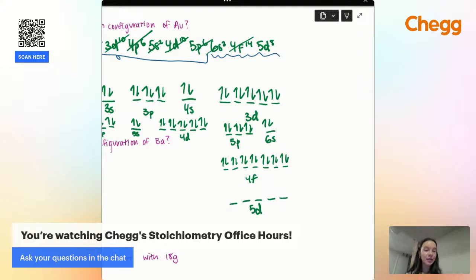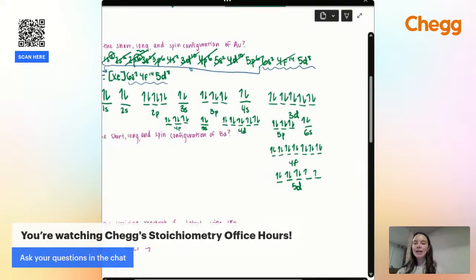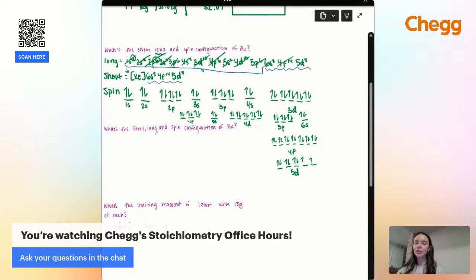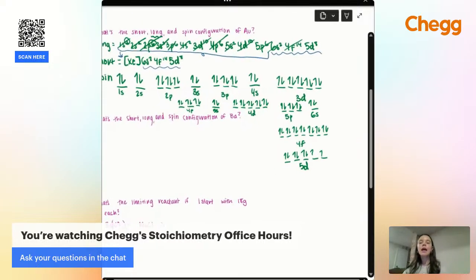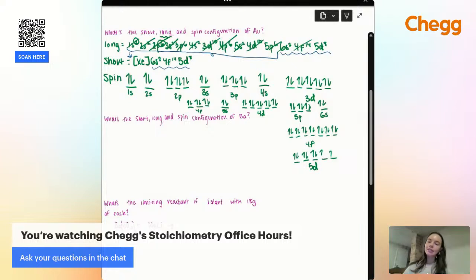So this is when the up and down arrows are important. Up arrow, up arrow, up arrow, up arrow, up arrow, down arrow, down arrow, down arrow. And those last 2 don't get downs. That is because of Hund's principle. So they only have ups, no downs. That is the spin configuration for gold. Very long, very tedious, but great practice. And yeah, that's the end of that problem.